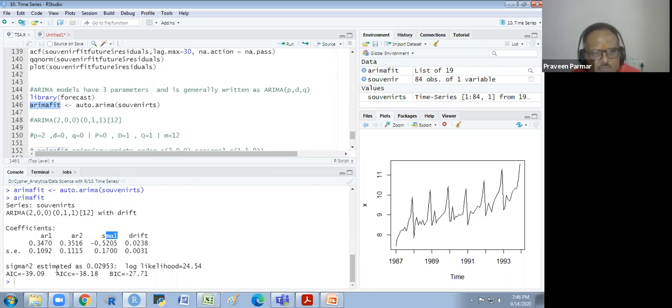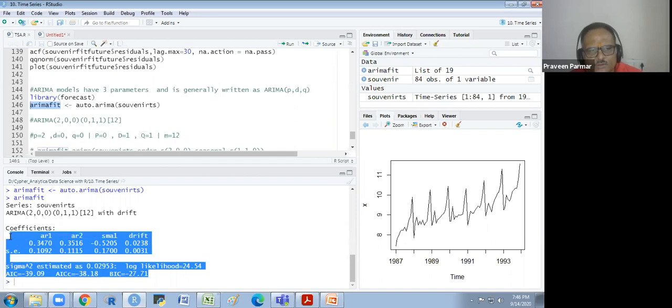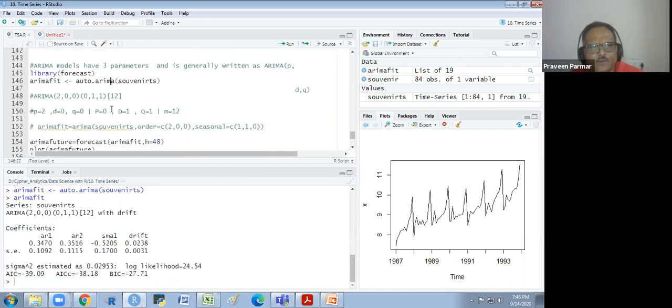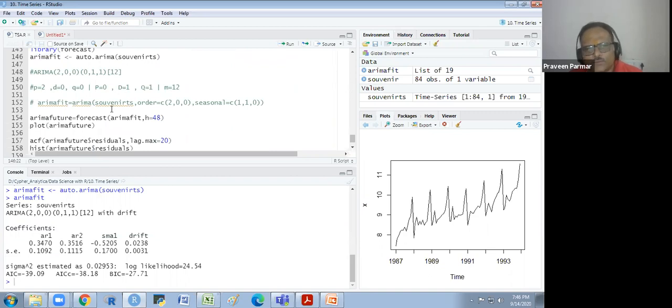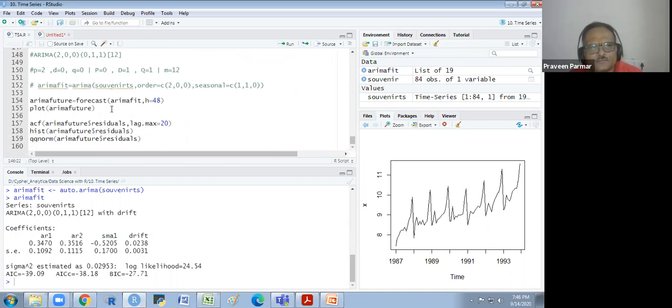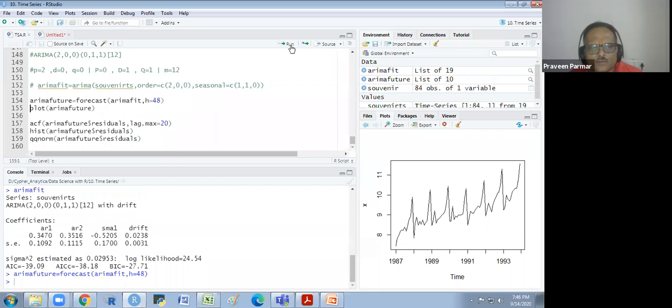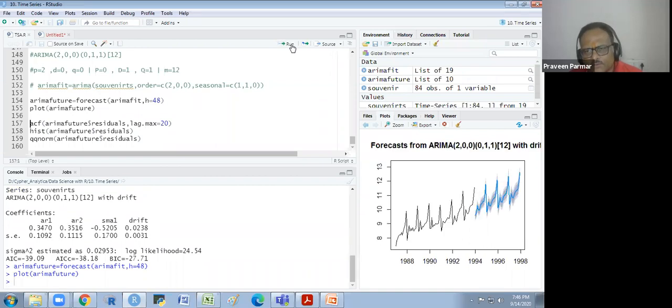Log likelihood, AIC and BIC, there are so many things we have to interpret. I will tell you later about it. First we see how it works. So I forecast this for 4 years, 48 months. So ARIMA, and I plot this. You see it is my forecasting for the next 4 years.